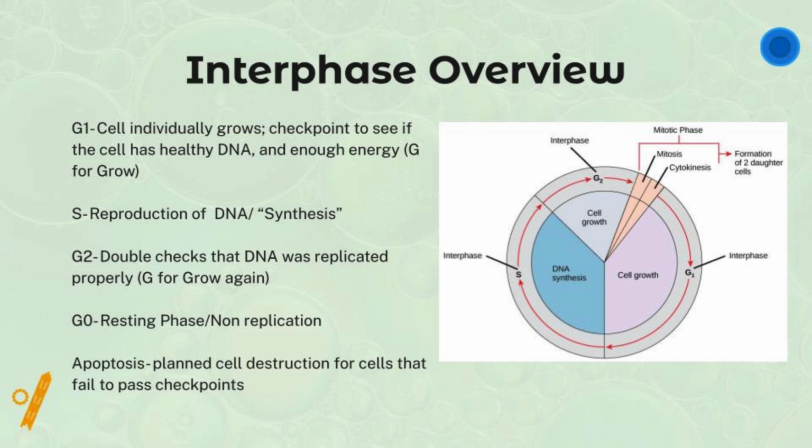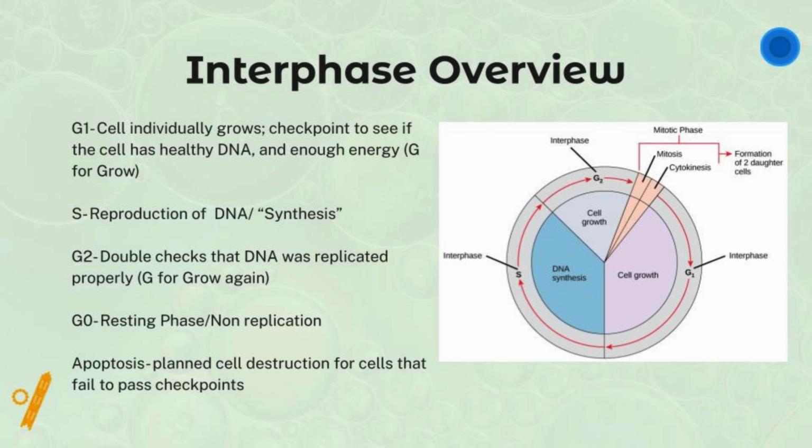So G1, they're going to be growing, gaining energy, and the cell is going to be doing that first initial check that it's got healthy DNA, no mutations. Then we're going to hit the S phase. This is where DNA is synthesized or created. After we finish the S phase, we're going to go into the G2, and this is more growing, but also double checking that our DNA replicated properly.